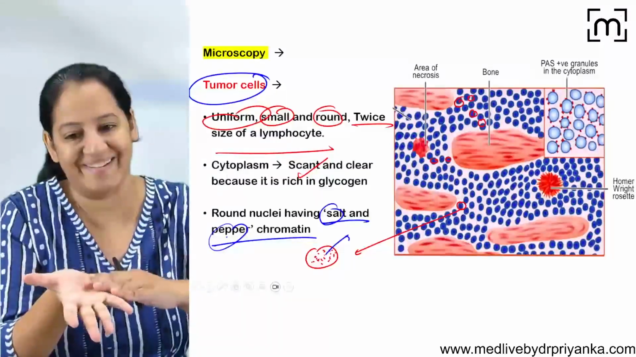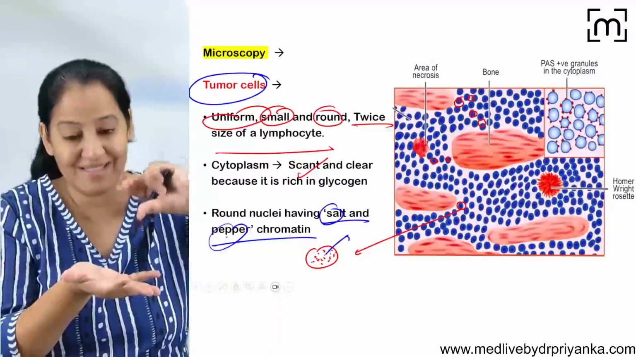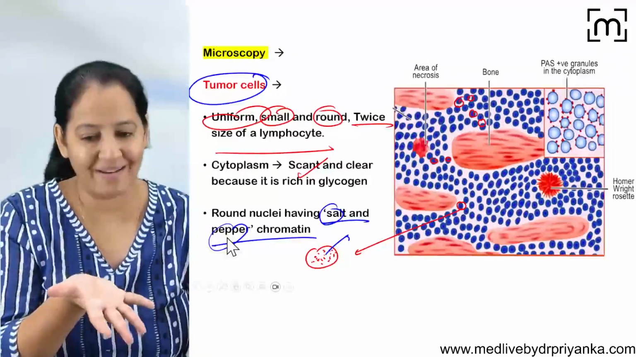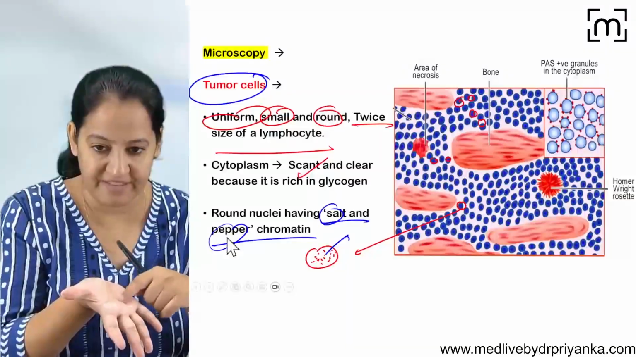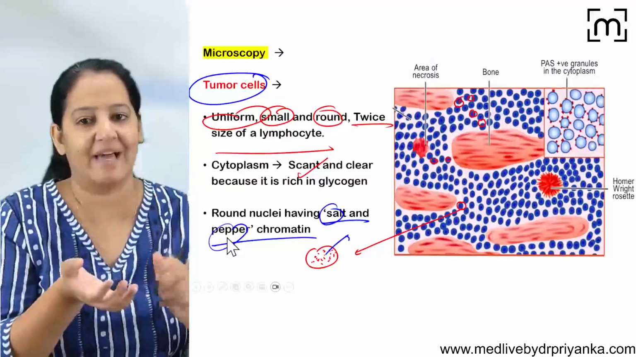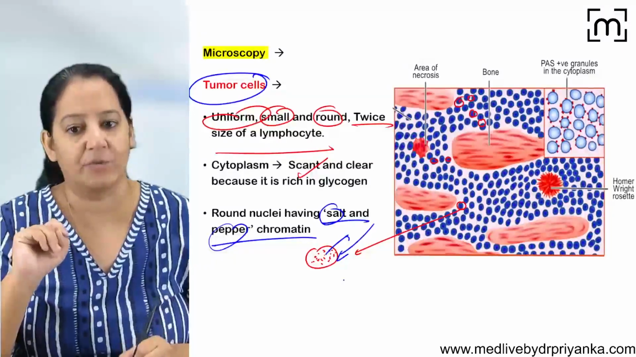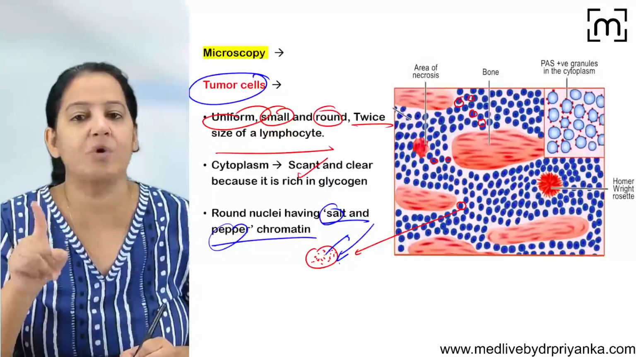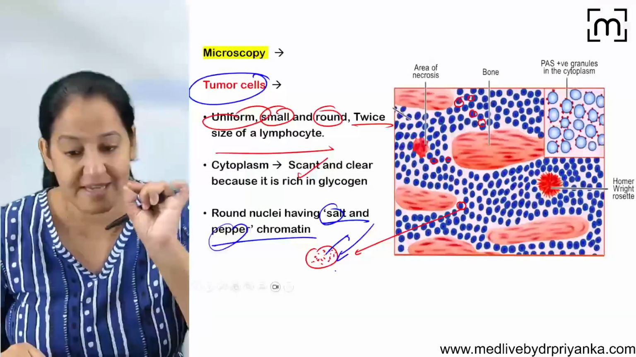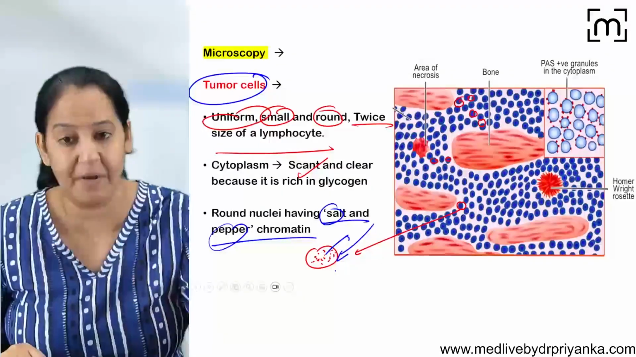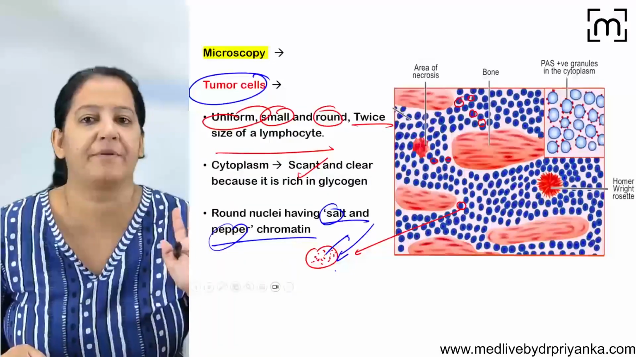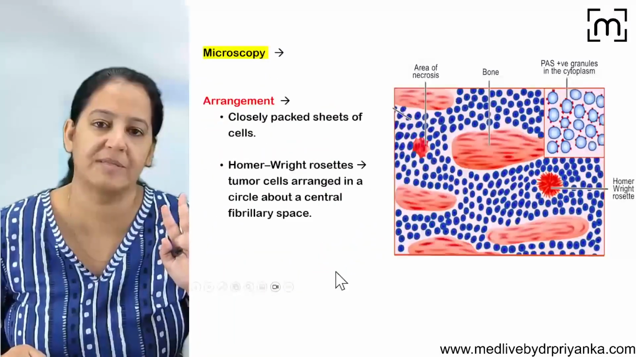Salt is just white in color, and black pepper is black in color. Mix the salt and black pepper with each other. So how do you see it? Black, white, dot, dot, dot, dot. The nucleus is looking like that only. It is typically known as salt and black pepper appearance, because the chromatin is dispersed in a finely granular manner. So that is the description of the tumor cells you have to learn.